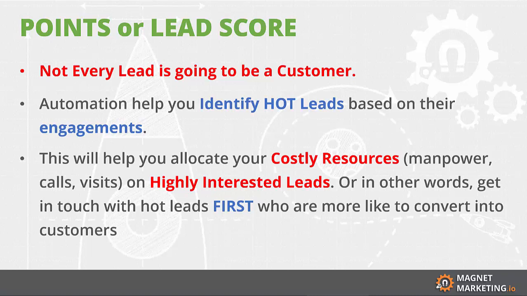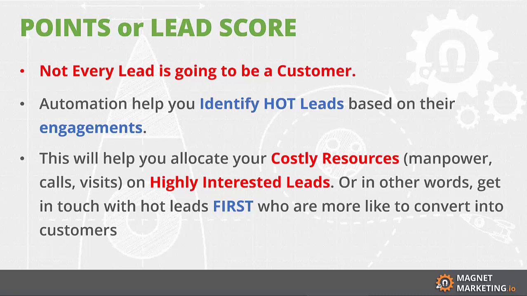Automation helps you identify hot leads based on their engagement, whether they are opening your email, whether they are clicking on the links, whether they are revisiting your website, etc. So this is what your automation tracks, and then it identifies hot leads. Now this will help you allocate your costly resources like manpower, where your executives are calling and visiting them, on highly interested leads. In other words, get in touch with hot leads first, who are more likely to convert into customers.